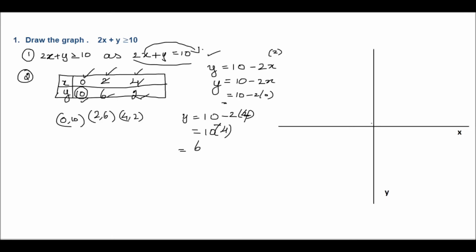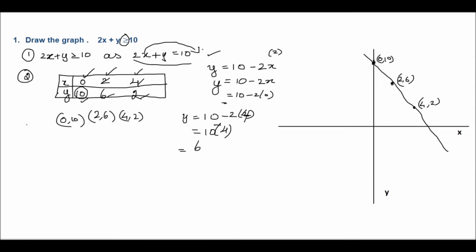Now in this way I can plot the points in the graph. 0, 10, it will be coming here, 0 and 10. 2 comma 6, 2 and 6, here it will be just an approximation, and 4 comma 2. Okay, now this is enough for plotting the points, and now we can draw a straight line here. Here one more thing, we have the greater than or equal to sign, so we can draw a thick line like this. I'm going to draw a straight line like this.